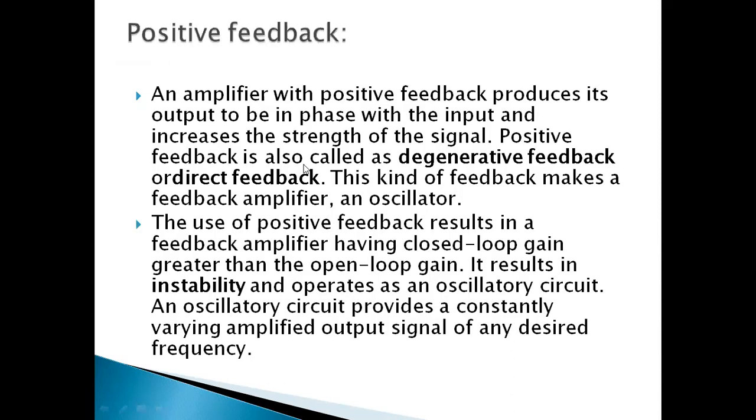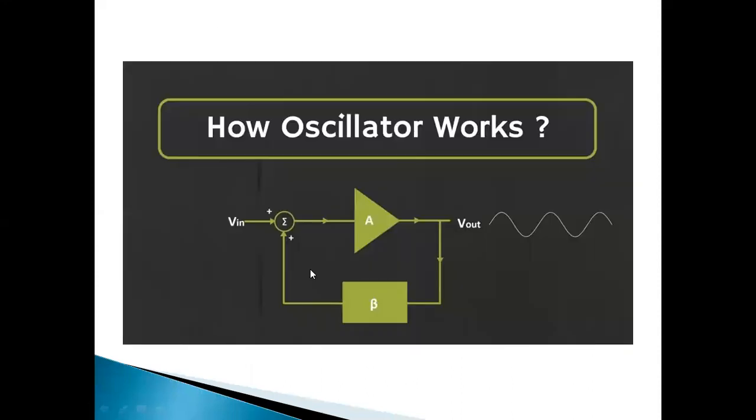In oscillators, we are using positive feedback. Because of the positive feedback, the output signal increases and the closed loop gain increases compared to the open loop gain. The positive feedback can also be called degenerative feedback. We can have instability whenever we use positive feedback, and we can generate oscillations at our desired frequency by the use of an oscillator. So that is the introduction to oscillators.